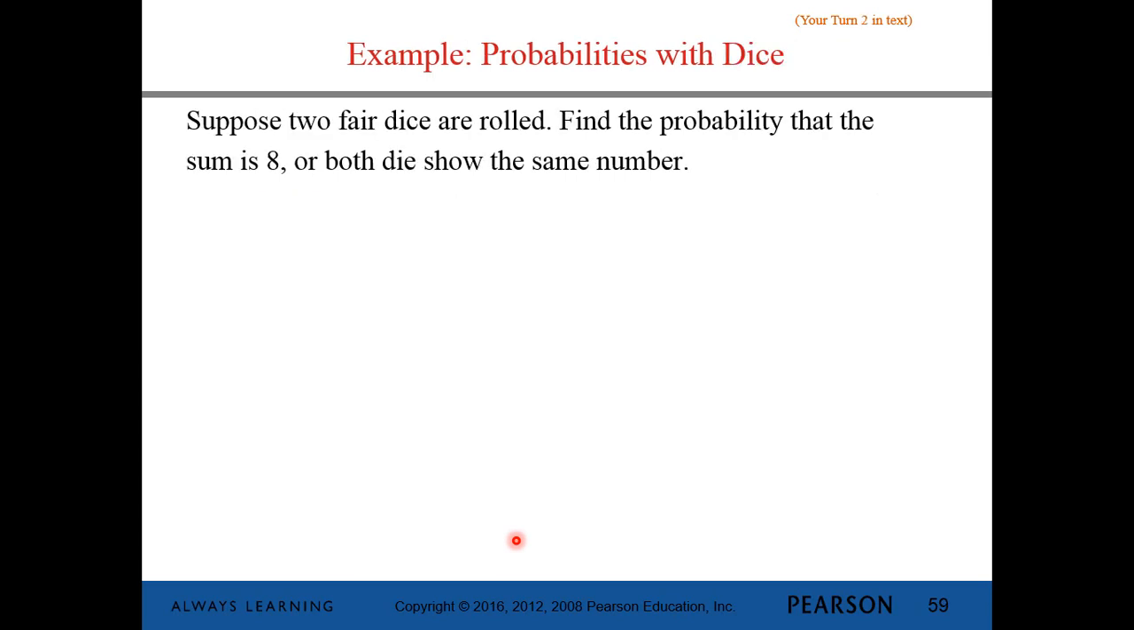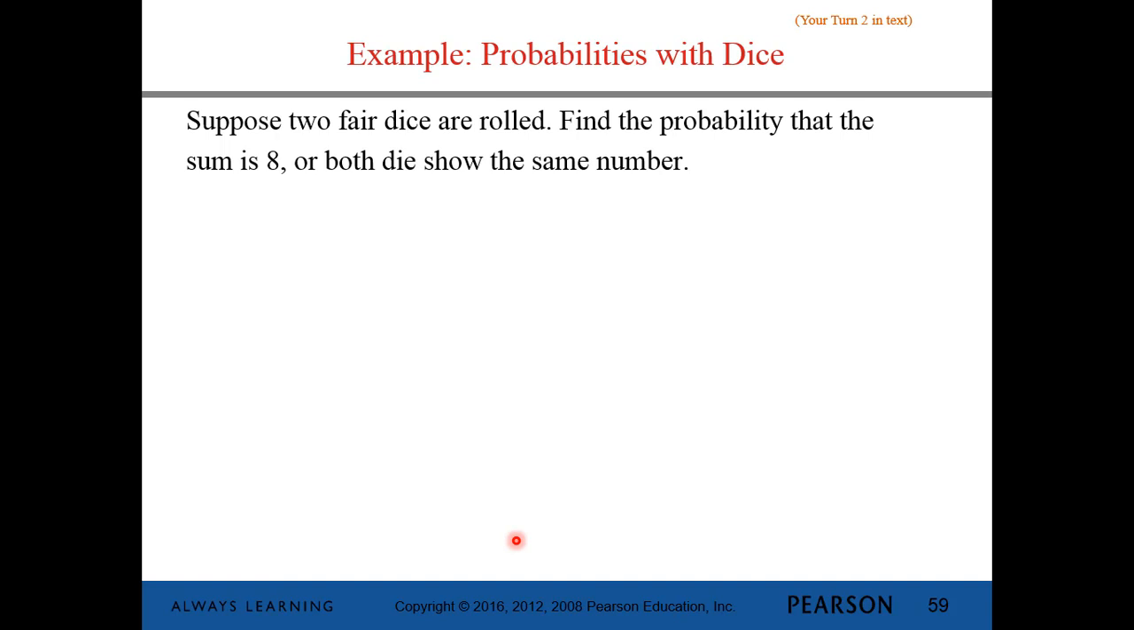Okay, now suppose we have two fair dice that we're rolling. So we roll two fair dice. Find the probability that the sum is 8, or both die show the same number. So this is either or.